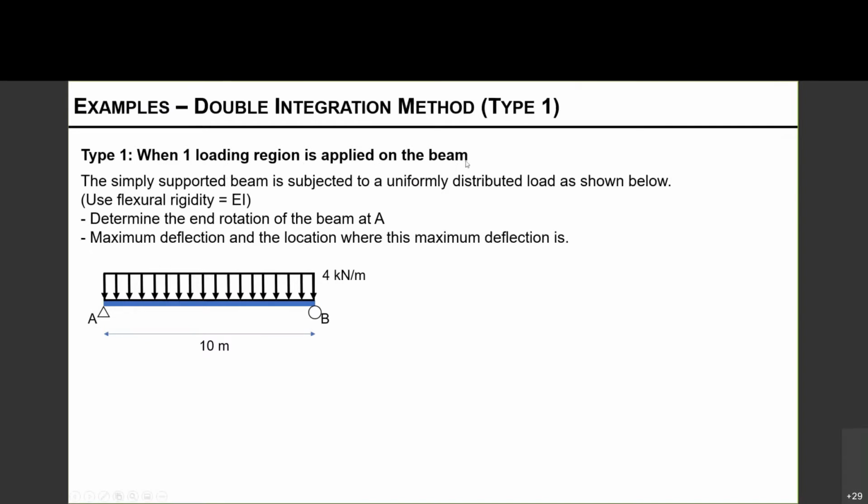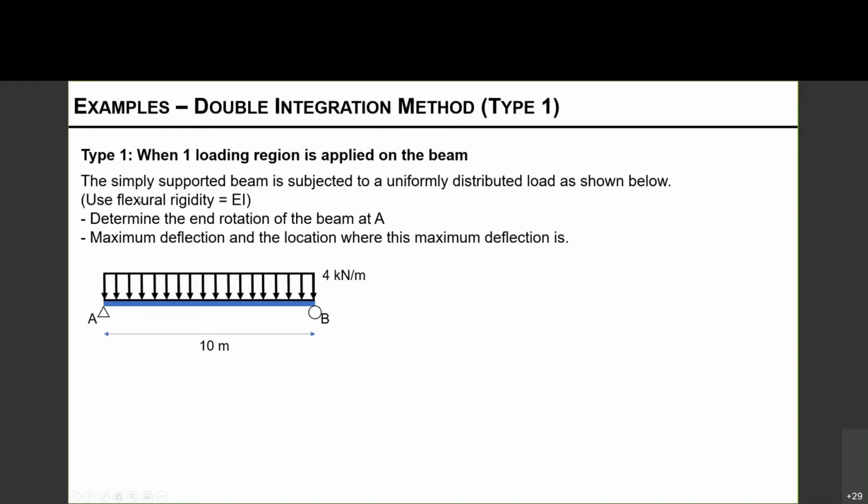If you can remember from the exam or even before, when we were formulating the bending moment diagram, we considered whether the structure has 1 loading region, 2 loading regions, or 3 or 4 or more. So this case is basically when 1 loading region is applied on the beam, and how do we go about determining the deflected shape of the beam.